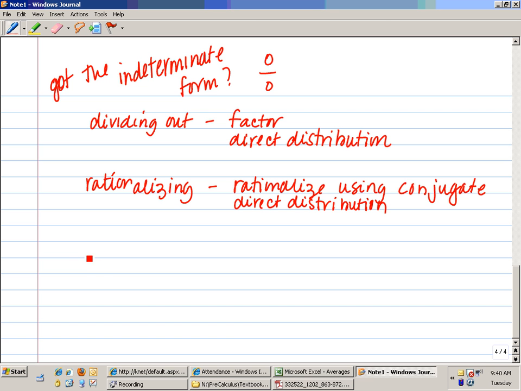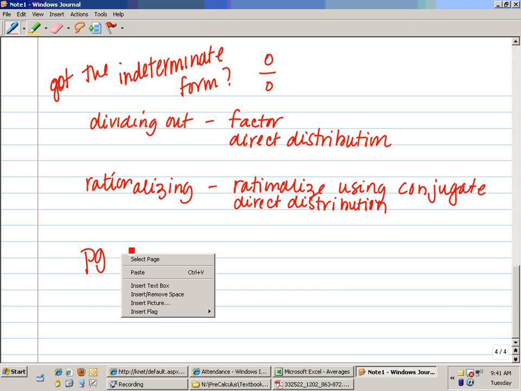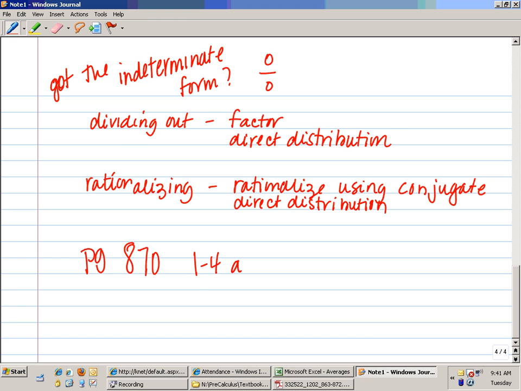Your classwork is going to be page 870. And again, I'm going to rewrite this because apparently I can't write today. There we go. 870, 1 through 4, all, and then 5 through 15, odd.